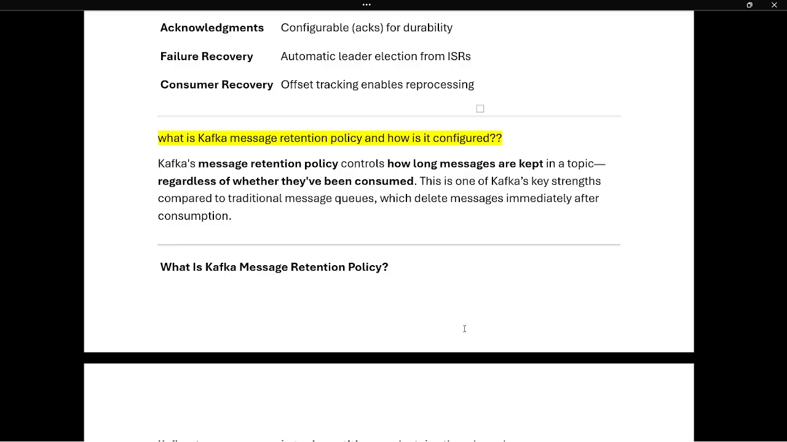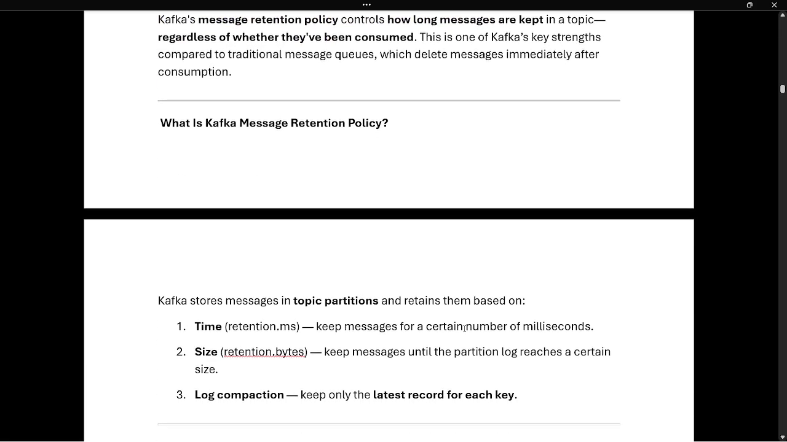Kafka message retention policy controls how long messages are kept in a topic, regardless of whether they have been consumed. In a normal queue system, once a message is consumed, the data is lost and you can't retrieve it. But in Kafka we have the retention policy. Regardless of the fact that it is consumed by the consumer, we keep that particular message in a topic for a certain amount of time. This is one of Kafka's key strengths compared to a traditional message queue system, which deletes the message immediately after consumption. What is the Kafka message retention policy?